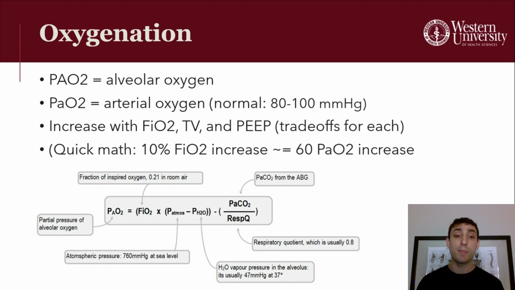If you want to do some quick math, a 10% FiO2 increase should give you about a 60 PaO2 increase. So if you're giving somebody 100% oxygen and you see an ABG give you a PaO2 of 100, that's not normal. You would expect it to be considerably higher.